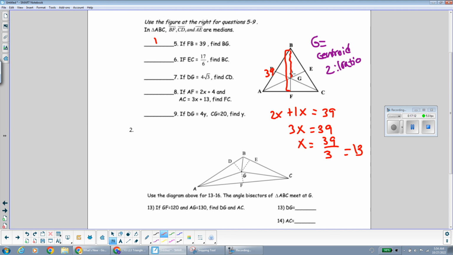Oh, we were looking for the larger part. I almost got confused here. The smaller part, x, is 13. That means the larger part of the median is double that, 26. And it makes sense because 26 plus 13 gives us the whole median, 39. I'm going to reset for the next part of the question.